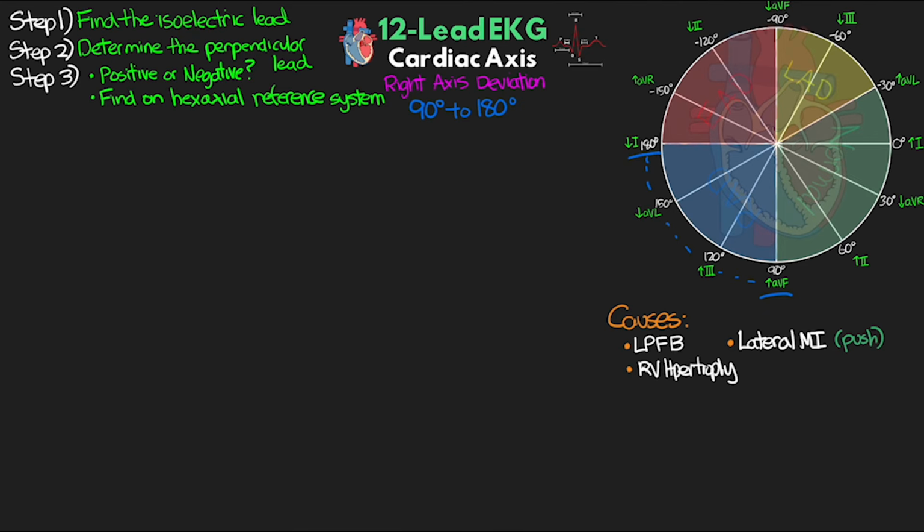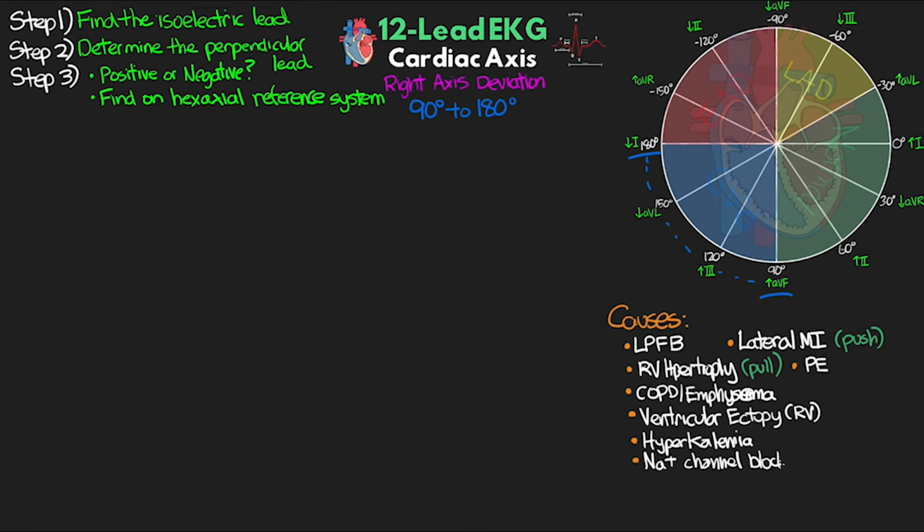A large right ventricular hypertrophy is going to be pulling the signal over that way. Same with a PE, especially with the enlarged right ventricle. COPD and emphysema, they can cause pressure that can cause the heart to sort of twist and shift. Ventricular ectopy, again, this time originating in that right ventricle. Hyperkalemia, as well as sodium channel blocker toxicity can cause this. Again, Wolff-Parkinson-White syndrome, as well as this is also normal in people who have a horizontally positioned heart. All right, now for some examples of right axis deviation.